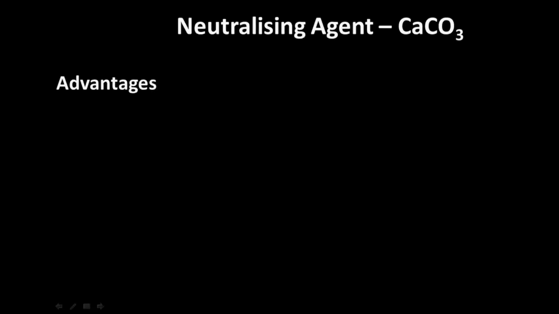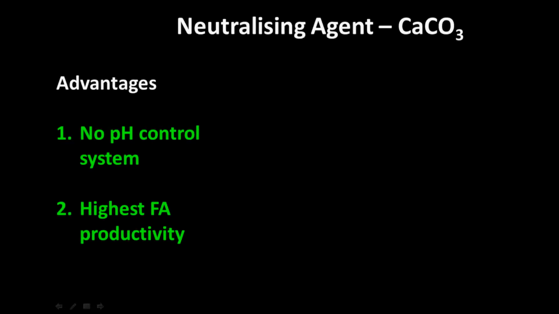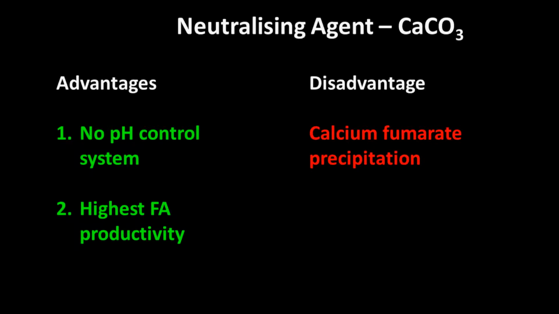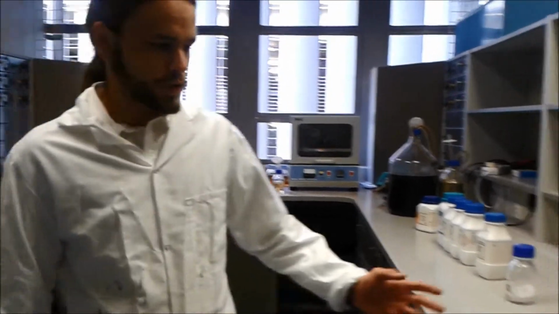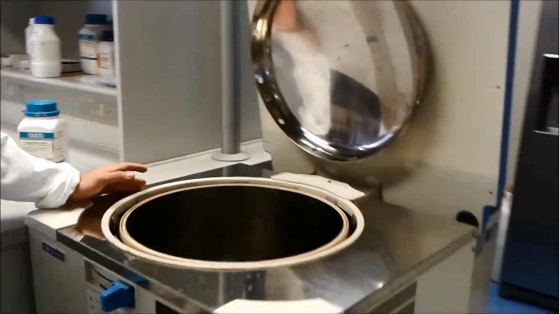Advantages of using calcium carbonate are that no pH control system is required during fermentation, and it results in the highest fumaric acid productivity. One disadvantage of using calcium carbonate is the possible precipitation of calcium fumarate. However, the solubility of calcium fumarate is currently believed to be around 25 grams per liter. The fumaric acid concentrations for this study were more towards 10 grams per liter, so in theory, this should not disadvantage the results.